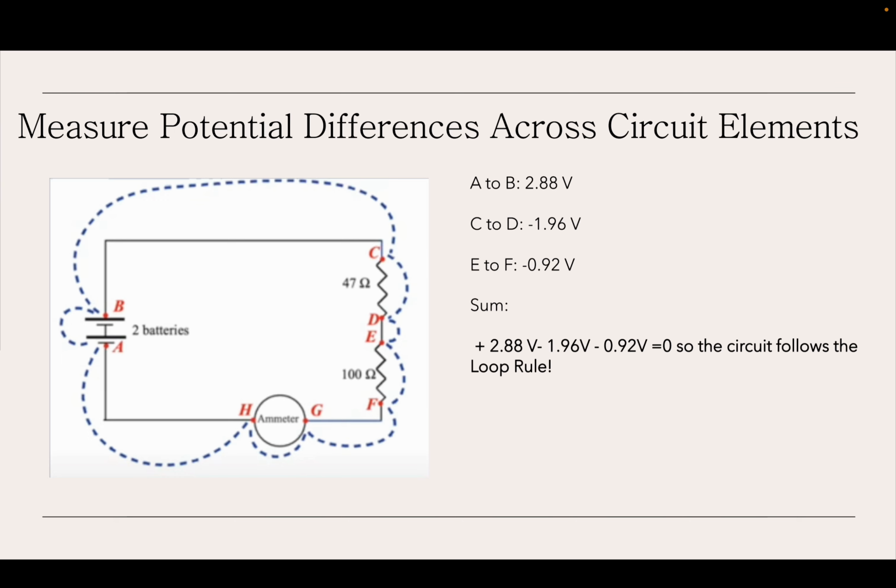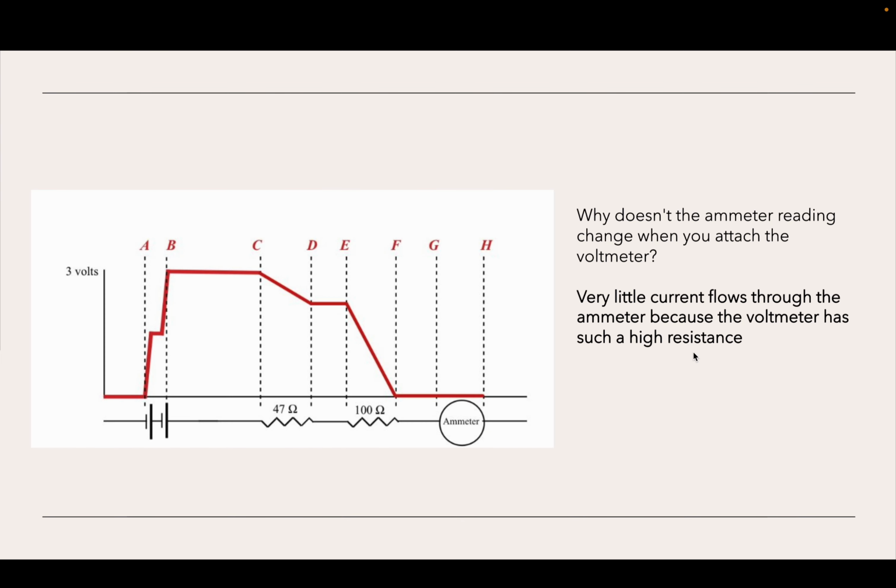What happens if we measure potential differences across circuit elements? From A to B across the battery, we have plus 2.88 volts. Then after we go through the first resistor, we lose 1.96 volts, and then through the second resistor, we do minus 0.92 volts. If you sum these all together, it equals 0, so we see that the circuit follows the loop rule. So here is this visually represented in our graph.